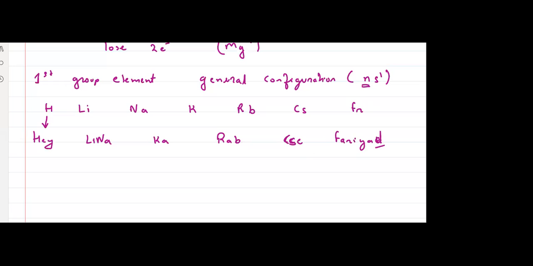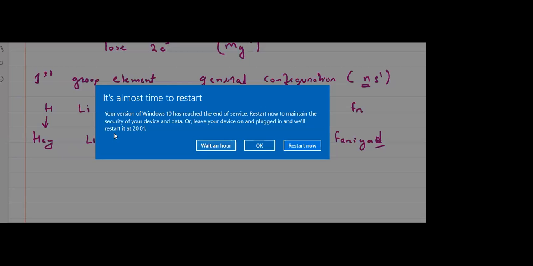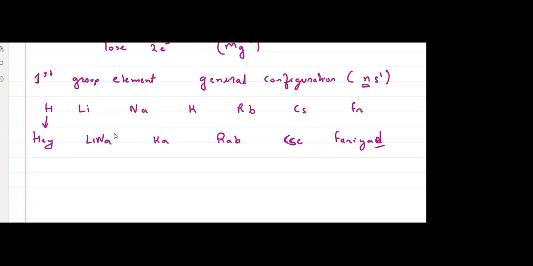Okay? Everyone got this? Yes or no? Mnemonics is just a shortcut to remember. Okay? He Lina ka Rab se phariyaad. Okay? So this is for the first group.